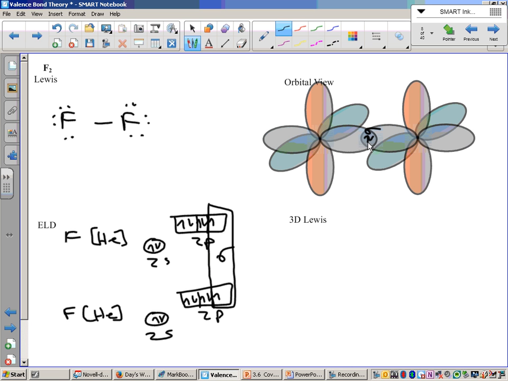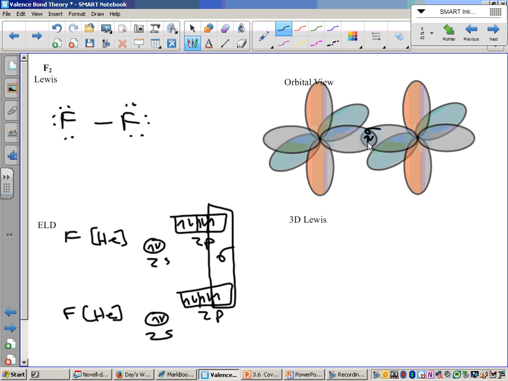We have the 2s electrons. They're in there, in their little sphere. Okay? So that's the way an F2 molecule looks. It has all of these different orbitals, and they're overlapping, and we've got that sigma bond in between. Okay? 3D Lewis, in this case, doesn't have any meaning because it's just linear.